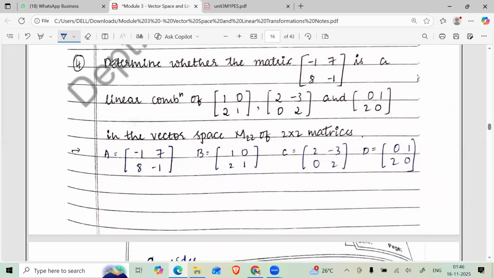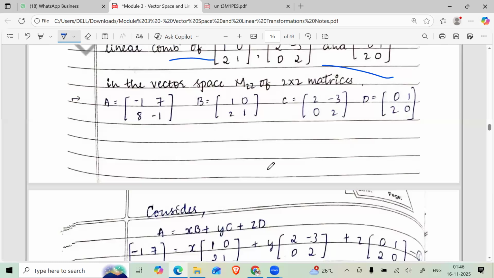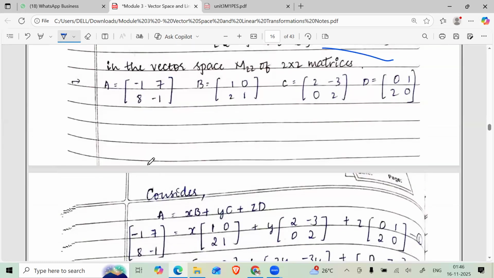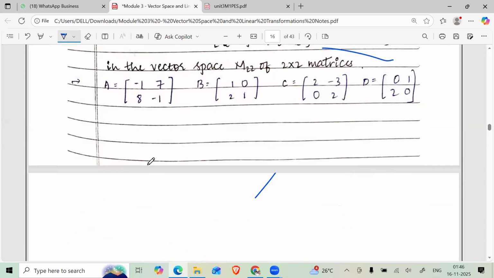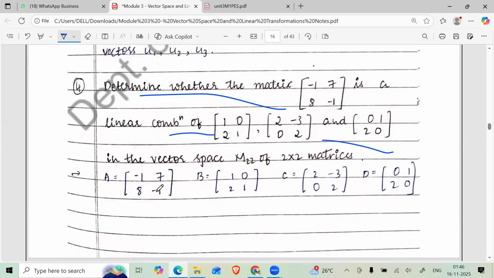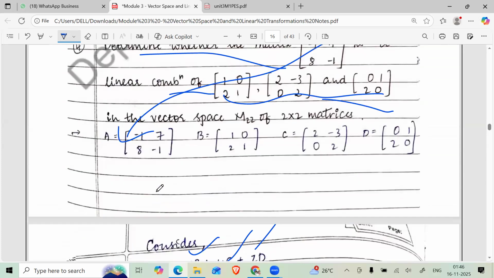See the next one. Determine whether the matrix is a linear combination of these A, B, C, D. Simple thing. A is equal to what? XB plus YC plus ZD. That you have to do first. First one, this is my A. Other three things I'll put B, C, D. Then XYZ.